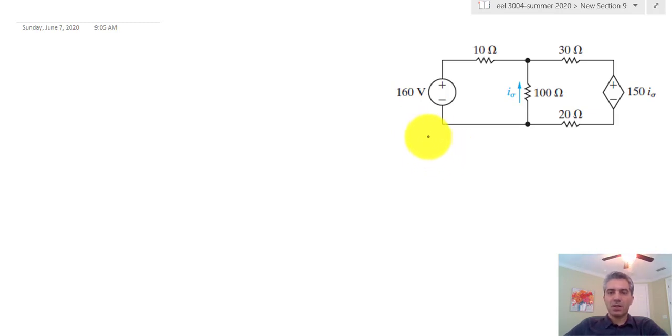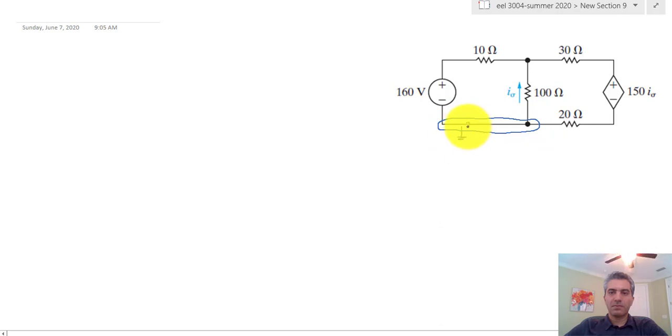Okay, so the algorithm: we're going to start by identifying all nodes. This is one node, and I'm going to assume that's my ground. This is another node. This is another node. This is another node. Finally, this is another node.